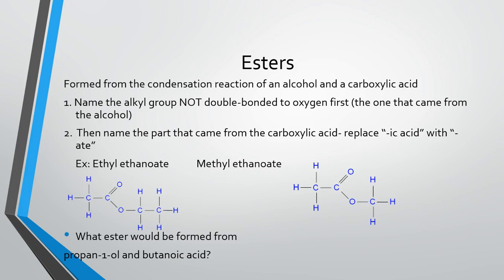In some ways, it's easier to answer a question like the next one, what ester would be formed from propan-1-ol and butanoic acid, because you know that the first part of the name comes from the alcohol. So I would just call this propyl butanoate.